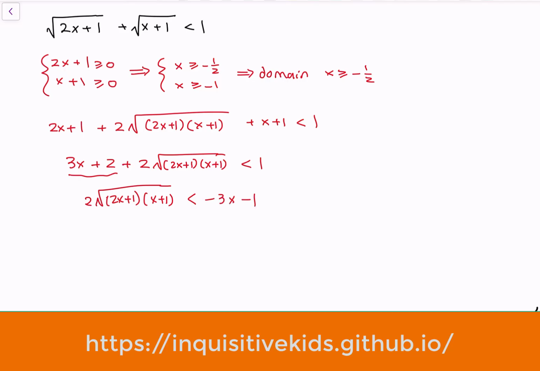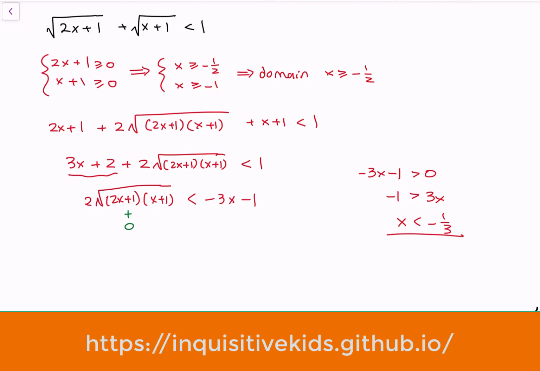On the left-hand side, we have a positive number times a radical, which means it has to be positive or 0. And since the left-hand side must be positive or 0, this right-hand side of the inequality, which is negative 3x minus 1, must be strictly positive. So now we're adding another restriction on x. If we simplify, we get negative 1 is greater than positive 3x, and so x is less than negative 1/3.